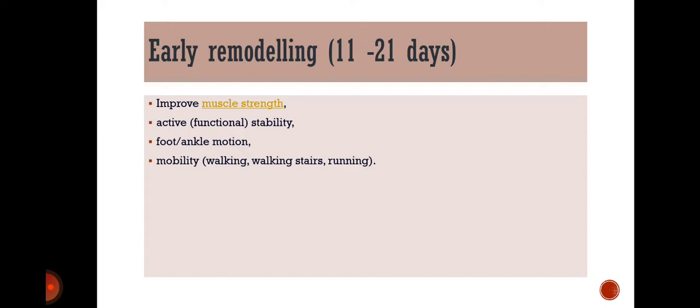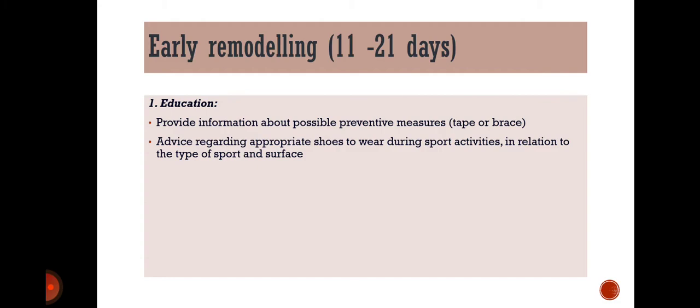Next is the early remodeling phase, which is from 11 to 20 days. Improvement in the muscle strength, active functional stability, foot ankle motion, mobility, walking stairs, running. These are some of the goals which should be in the early remodeling phase. Provide information about possible preventive measures. Advise regarding appropriate shoes to wear during sport activities in relation to the type of sport and surface.